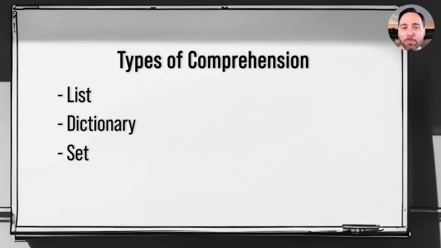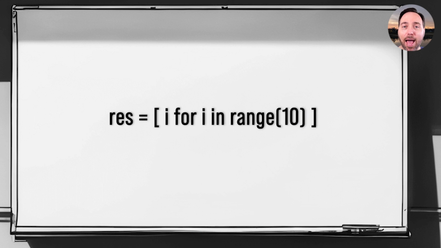All three of these behave somewhat similarly, though the syntax is a bit different for each. Let's start with the simplest of the three, list comprehensions. This, at its core, is a very simple list comprehension. We use square brackets to denote that our result will be a list.